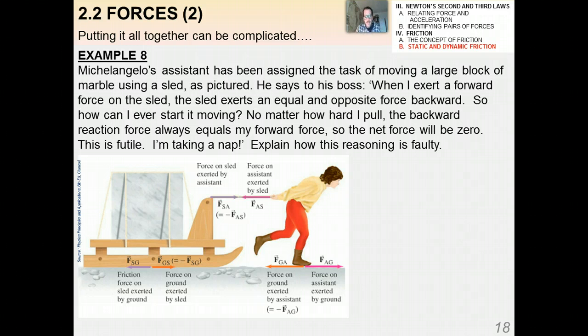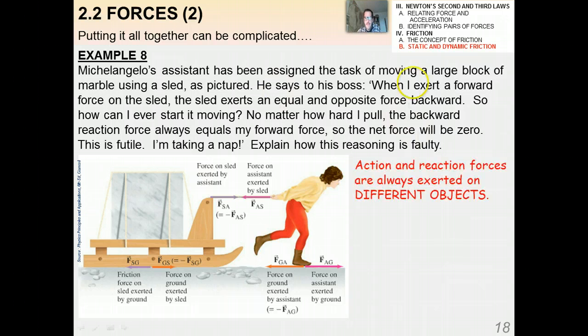Okay, so basically this is an age-old question of, by Newton's third law, and this is Newton's third law, even though this is the friction video. By Newton's third law, if I push on something, it pushes back on me, so nothing should ever really move. Well, this reasoning is faulty. This is ridiculous, okay? Action and reaction forces are always exerted on different objects in this case, okay? So there are two forces that affect the assistant's motion in this case, okay?